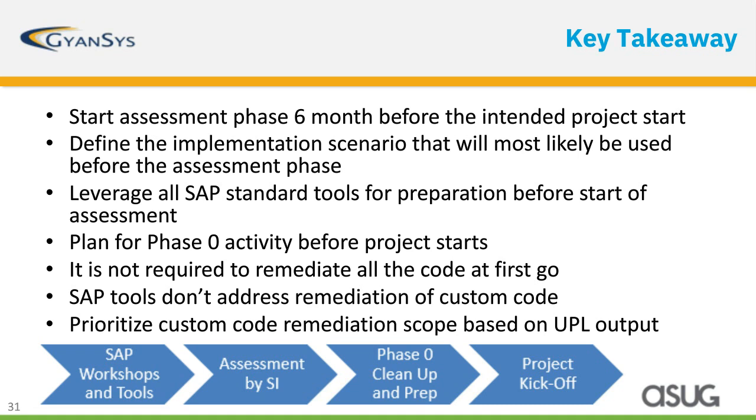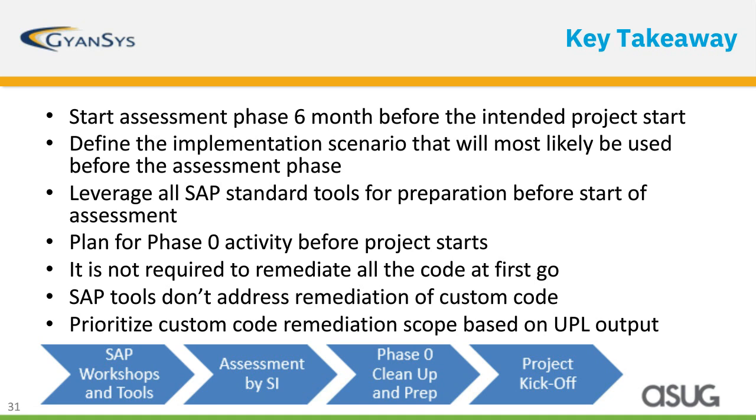And the key is that in this phase 0, it's not mandatory that we do all the code remediation at the same time. As we have explained earlier, we can prioritize, and we can see what minimum code remediation can make our system work as it was working on the ECC system.